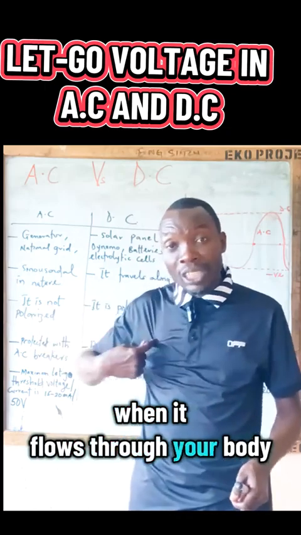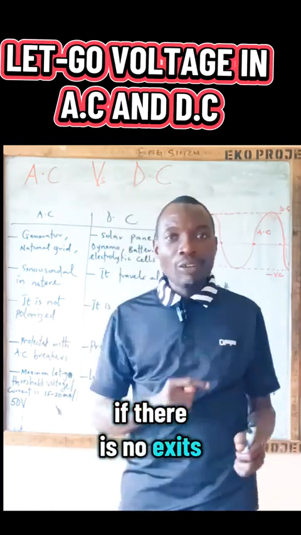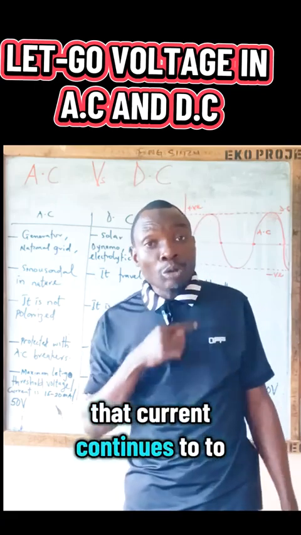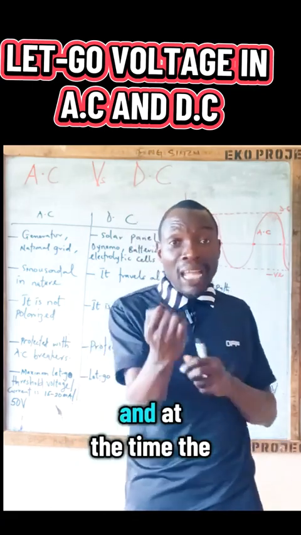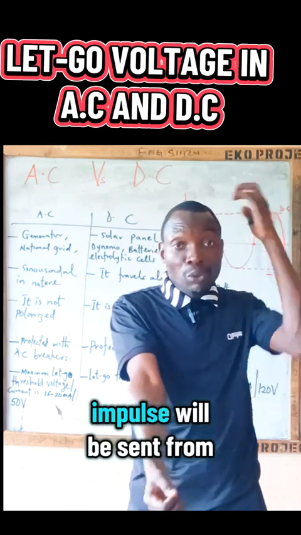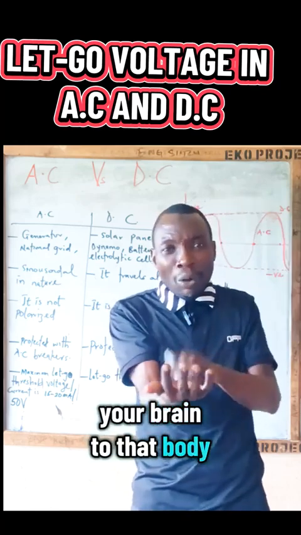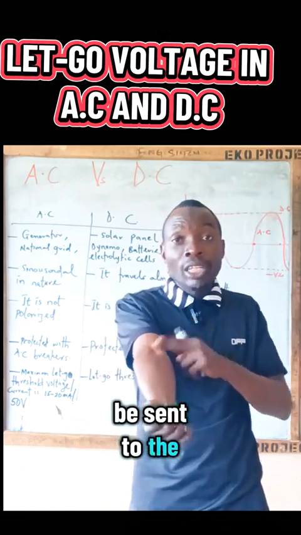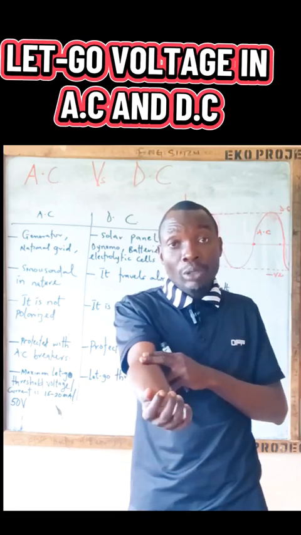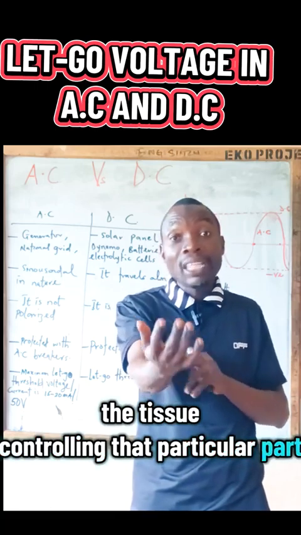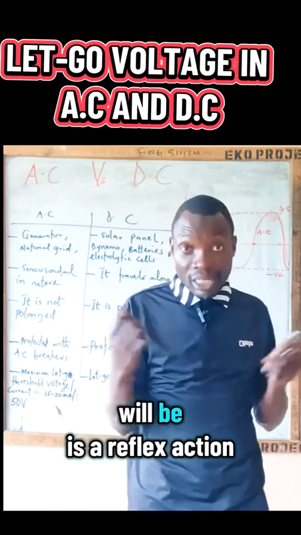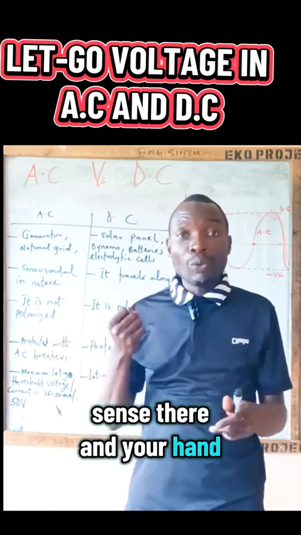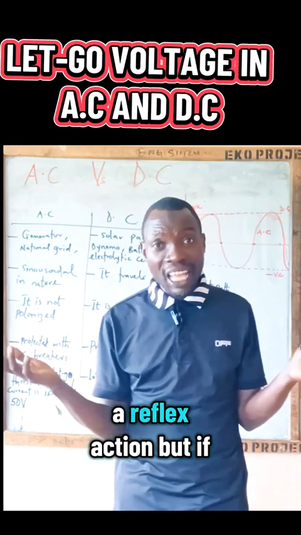When it flows through your body, if there is no exit for that current, the current continues to flow in your system, and at a time, the impulse will be sent from your brain to the body part in contact with the live terminal. The signal will be sent to the tissue controlling that particular part, and your hand will withdraw itself. You will not think of it. It is a reflex action.